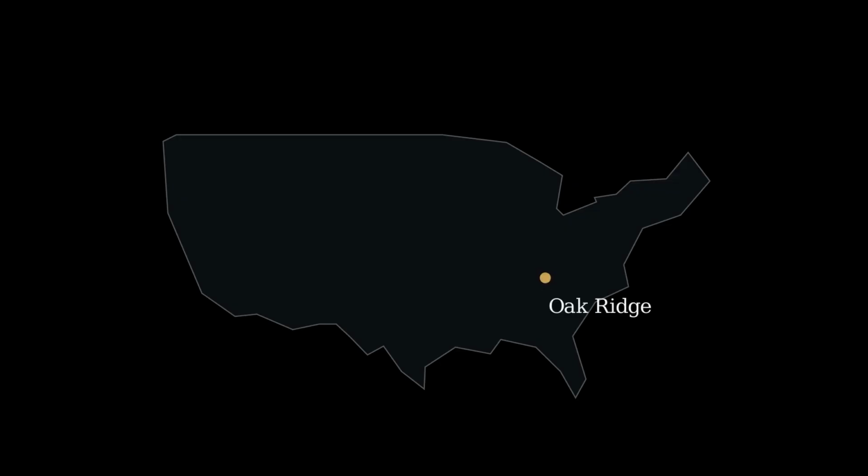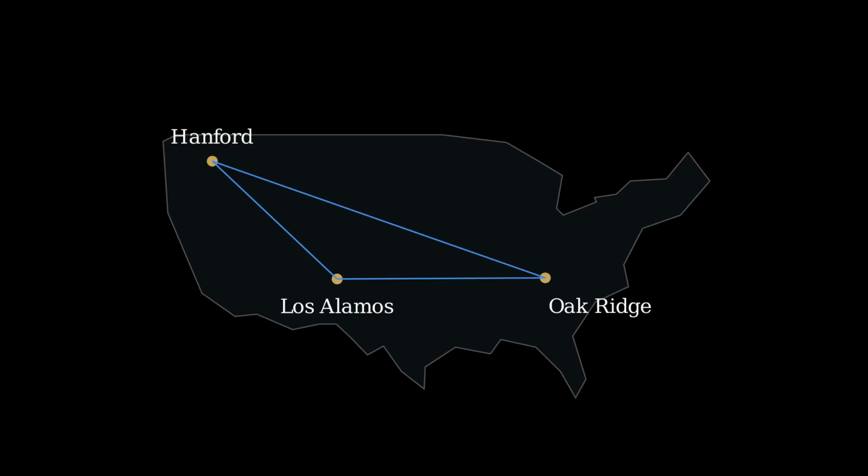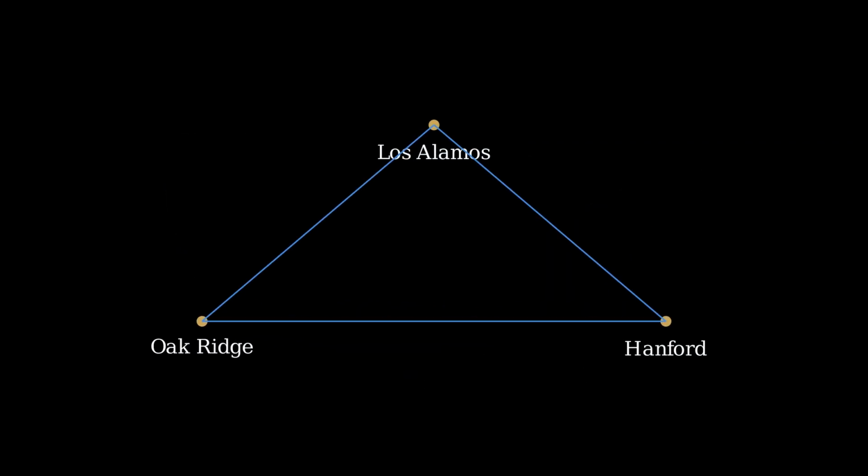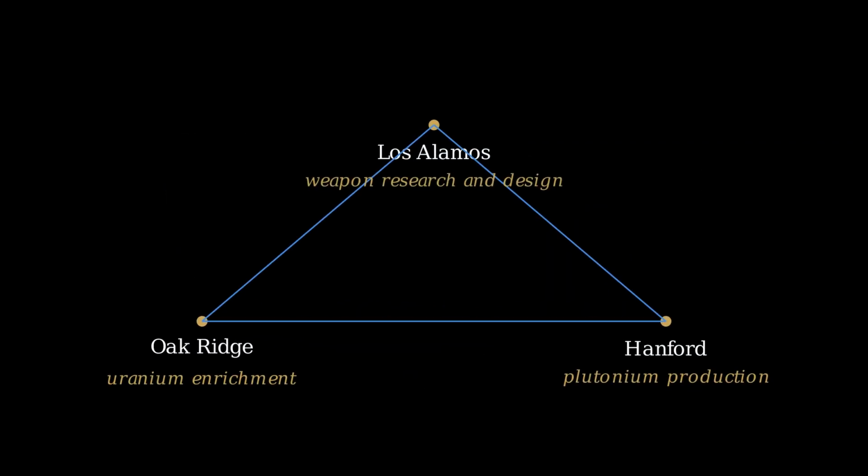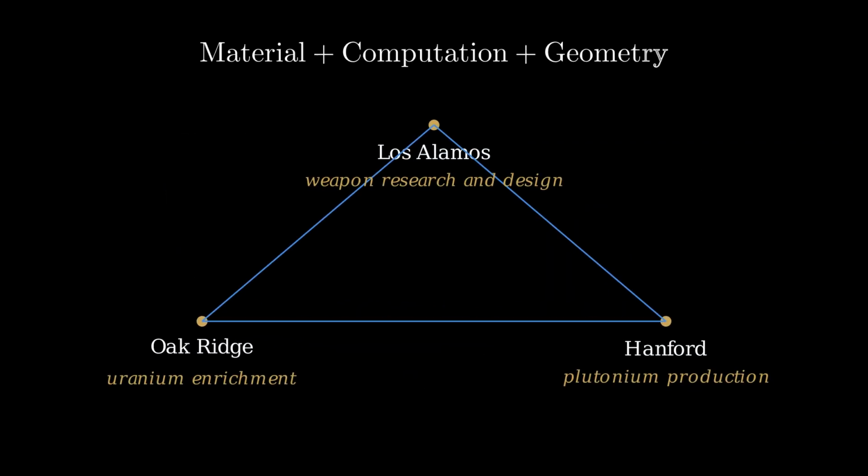During the Second World War, the Manhattan Project became a hidden scientific civilization. Oak Ridge worked to enrich uranium. Hanford produced plutonium. Los Alamos became the secret laboratory where physicists, chemists, engineers, machinists, military personnel, technicians, and human computers attempted to transform nuclear theory into working devices.